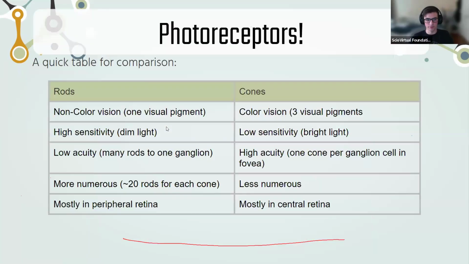So here's a quick table for comparison of rod cells and cone cells. Rods, no color. Cones, yes color. And in fact, 3 colors. Rods, high sensitivity. Cones, very low sensitivity. So they operate in bright light better compared to rod cells who operate in dim light. Rods have low acuity. Cones have very high acuity. And then rod cells are actually a lot more numerous than cone cells. There's around 20 rod cells for each cone cell that there is in your eye. And then the population density of rod cells and cone cells. Rods are mostly in the peripheral retina because their density decreases as you get closer to the fovea.